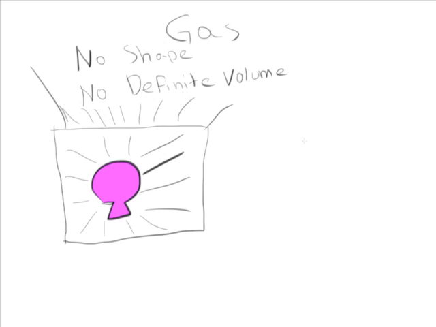So gas can be made up of little particles like this, and they have high energy. They're moving very quickly away from each other. They can move as far apart as they want to and still be considered a gas. So gas can be really, really spread out. It has no definite volume or no definite size.